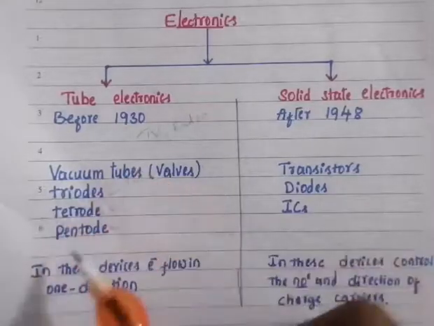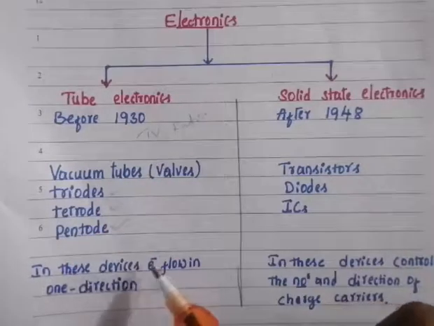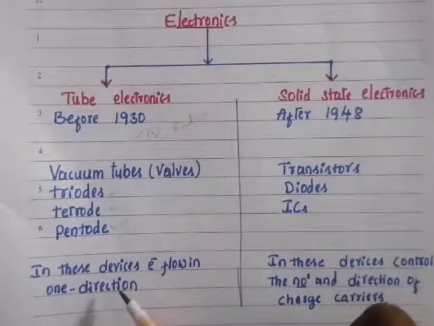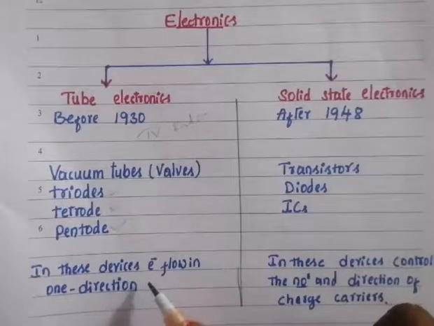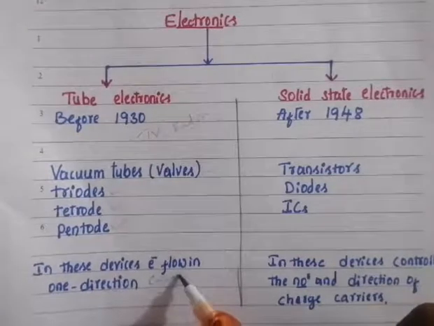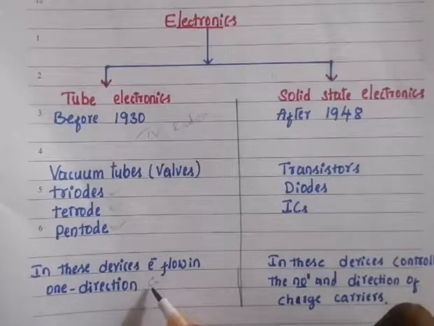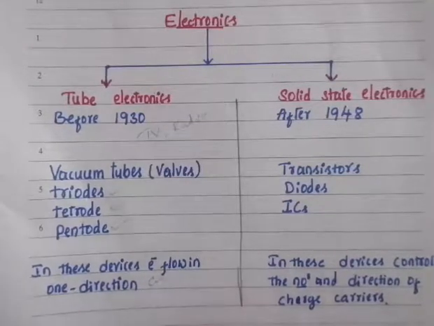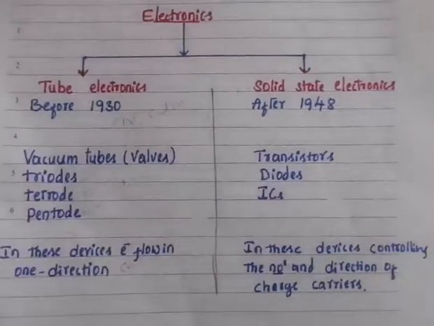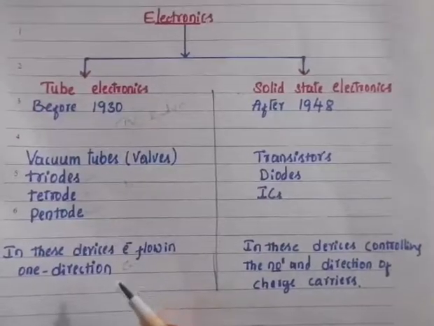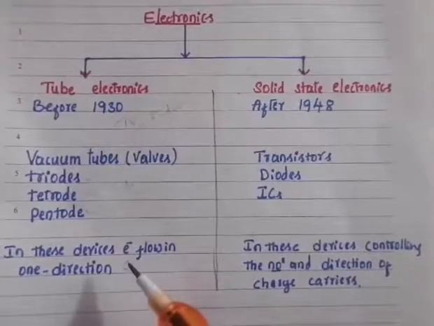In these devices, the electrons flow in only one direction, that is from cathode to anode. So we control the direction of motion of electrons.